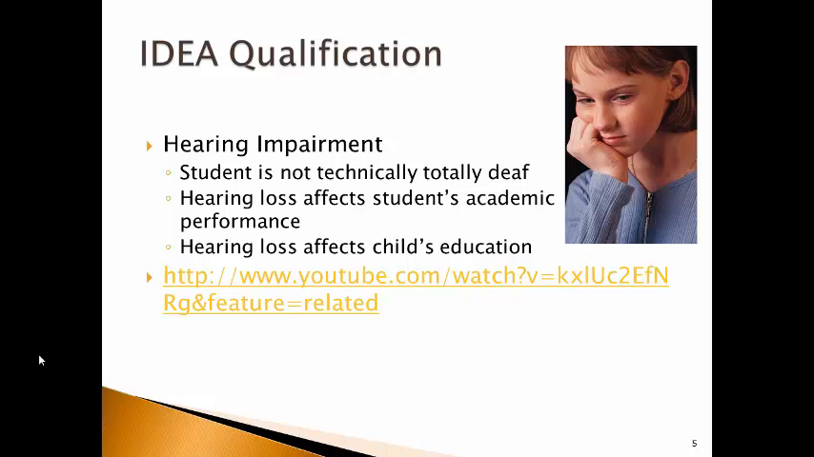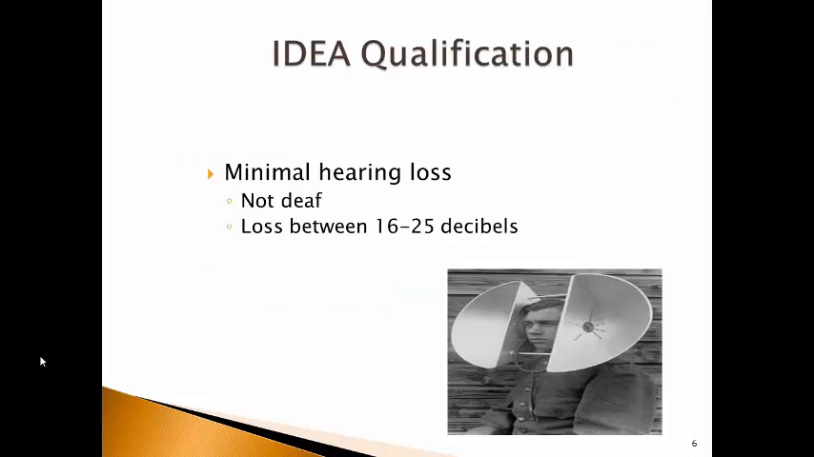Okay, now we're back on slide 5. Now, a child who's hearing impaired may not be totally deaf, but their hearing loss is to the degree that it affects their academic performance because they're missing out on a lot of what the teacher or the classmates are saying. And so in that sense, if you're missing part of what's being said, you may not follow directions, or you may not understand a lecture or something like that. So the video that's here demonstrates for you some of that. And then come back and go to slide 6.